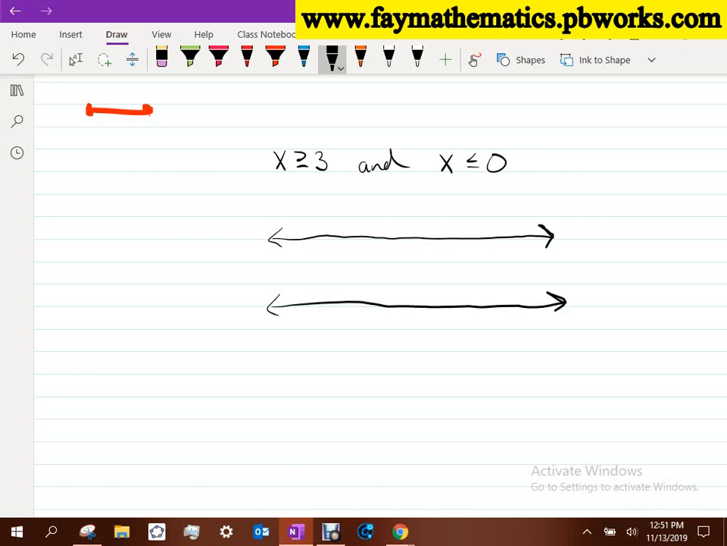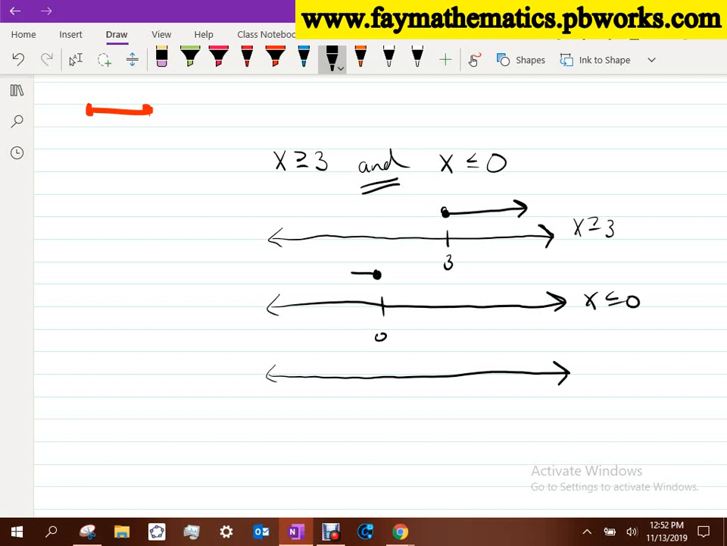Is that bigger than 3? Wait, did you say bigger than 3 and less than 0? Yeah. That doesn't make any sense, right? Okay. So here's the idea. If you're having trouble thinking that, we have the word and, right? X is greater than or equal to 3. That would be, let's say 3 is there, and we shade that direction, right? X is less than or equal to 0, so maybe 0 is there, and we shade that direction, right?